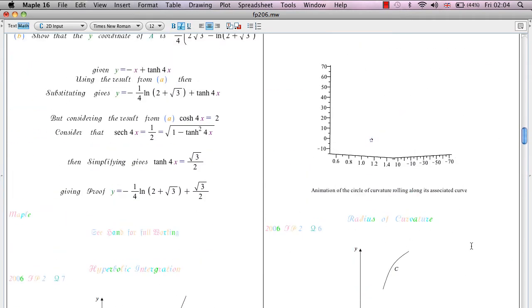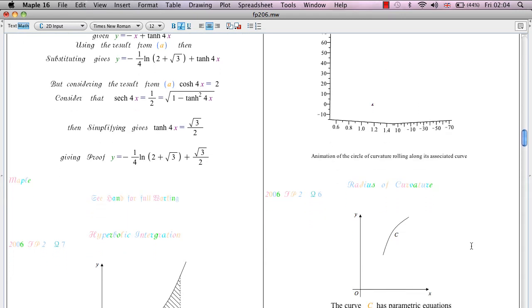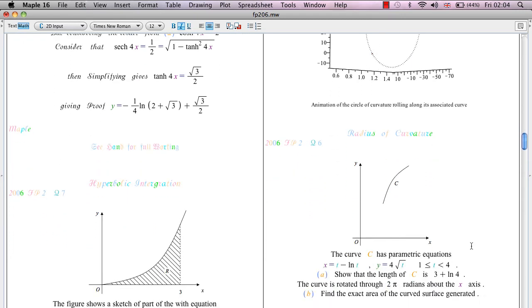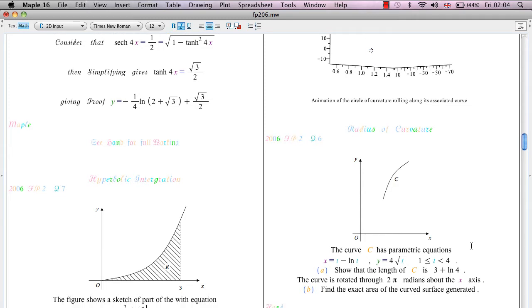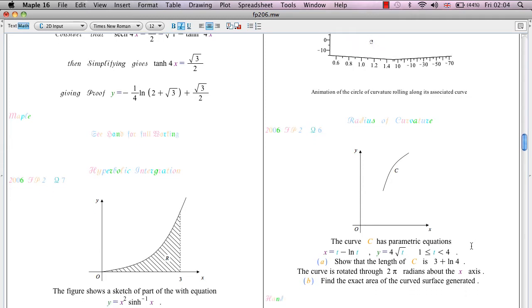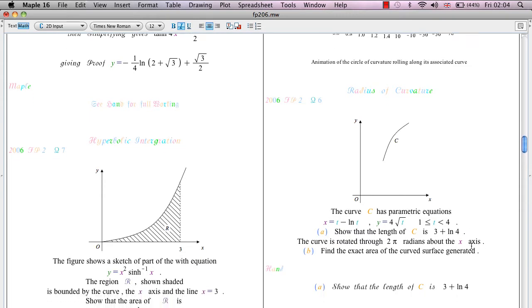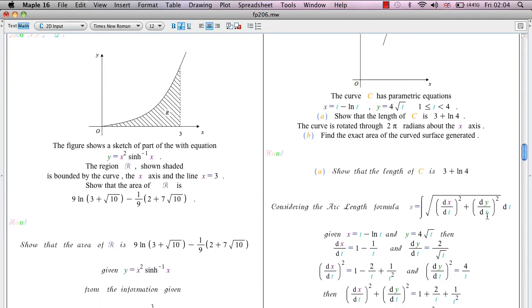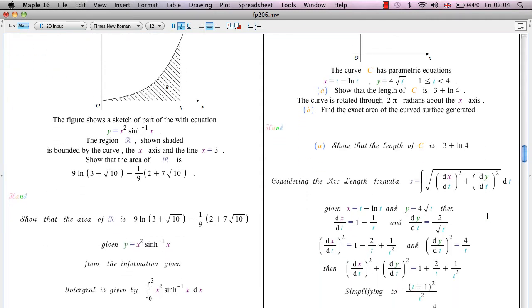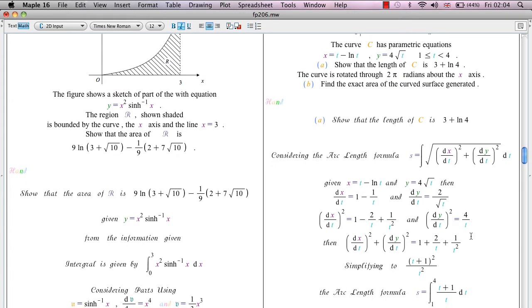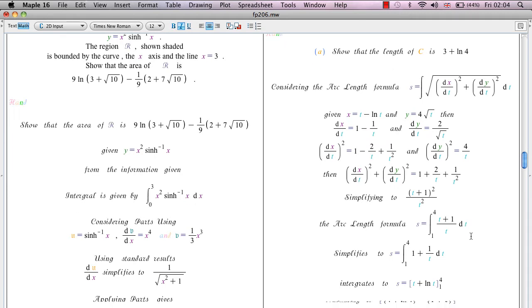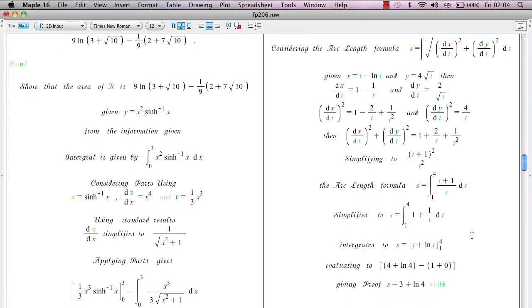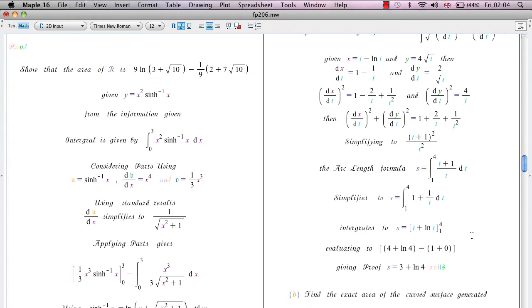Continuing question 6. The arc length of the curve shown between 1 and 4, and then rotated around the x-axis for a curved surface. So for the arc length, considering the arc length formula, differentiating and squaring and applying to the integral, and integrating and evaluating gives the proof 3 plus ln 4.